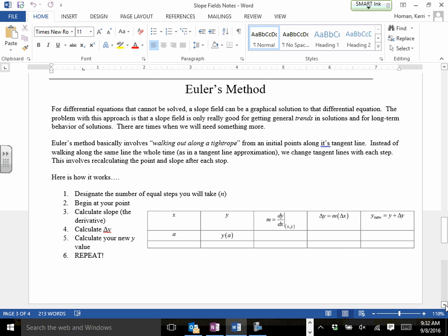We're going to start with a point, and then we're going to evaluate our slope, just like we would for a tangent line. Now, we know that slope means change in y over change in x.